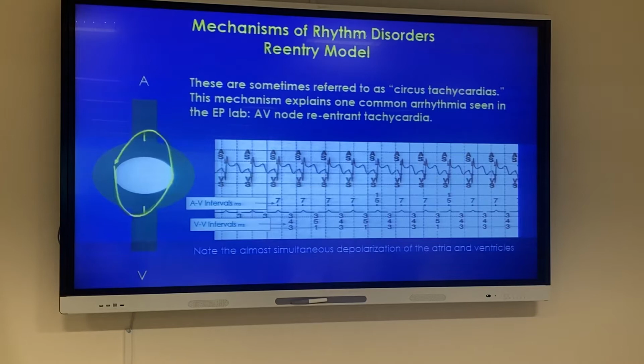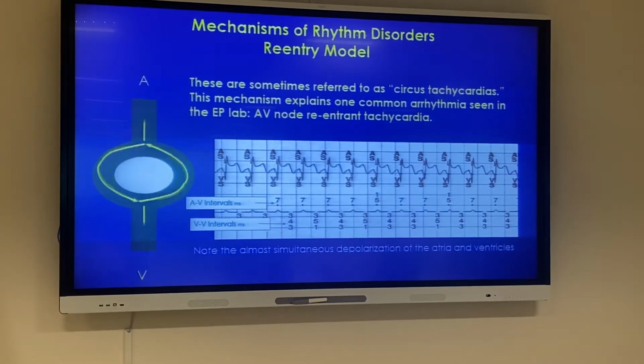We see it typically in the AV node. In Wolff-Parkinson-White syndrome, we have the AV node and an accessory pathway that can cause re-entry. If there is scar tissue in the ventricle, and the scar tissue is dead tissue that does not conduct, we have an area of slow conduction and an area of fast conduction around the scar, and a premature VPC can start the re-entry. So that's why re-entry is not only in the AV node, it can happen anywhere, but it's easier to explain in the AV nodal area.